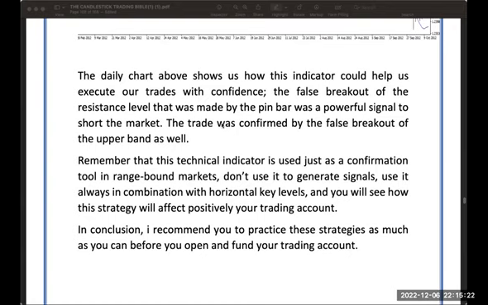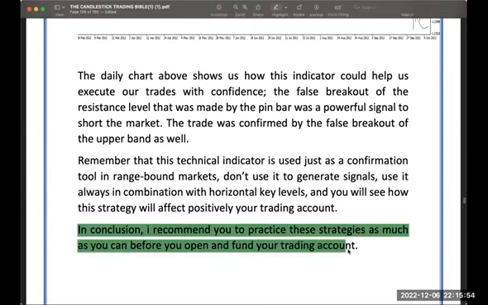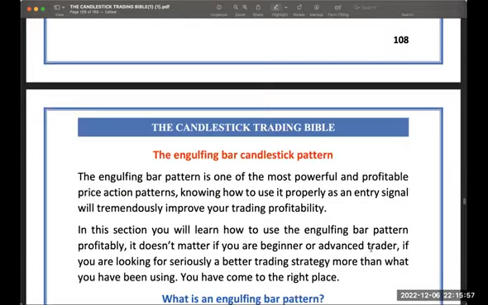Remember that this technical indicator is used just as a confirmation tool in range-bound markets. Don't use it to generate signals. Use it always in combination with horizontal key levels, and you will see how this strategy will positively affect your trading account. In conclusion, I recommend you to practice these strategies as much as you can before you open and fund your trading account. Again, practice makes perfect. You need to put in as much screen time as you can.